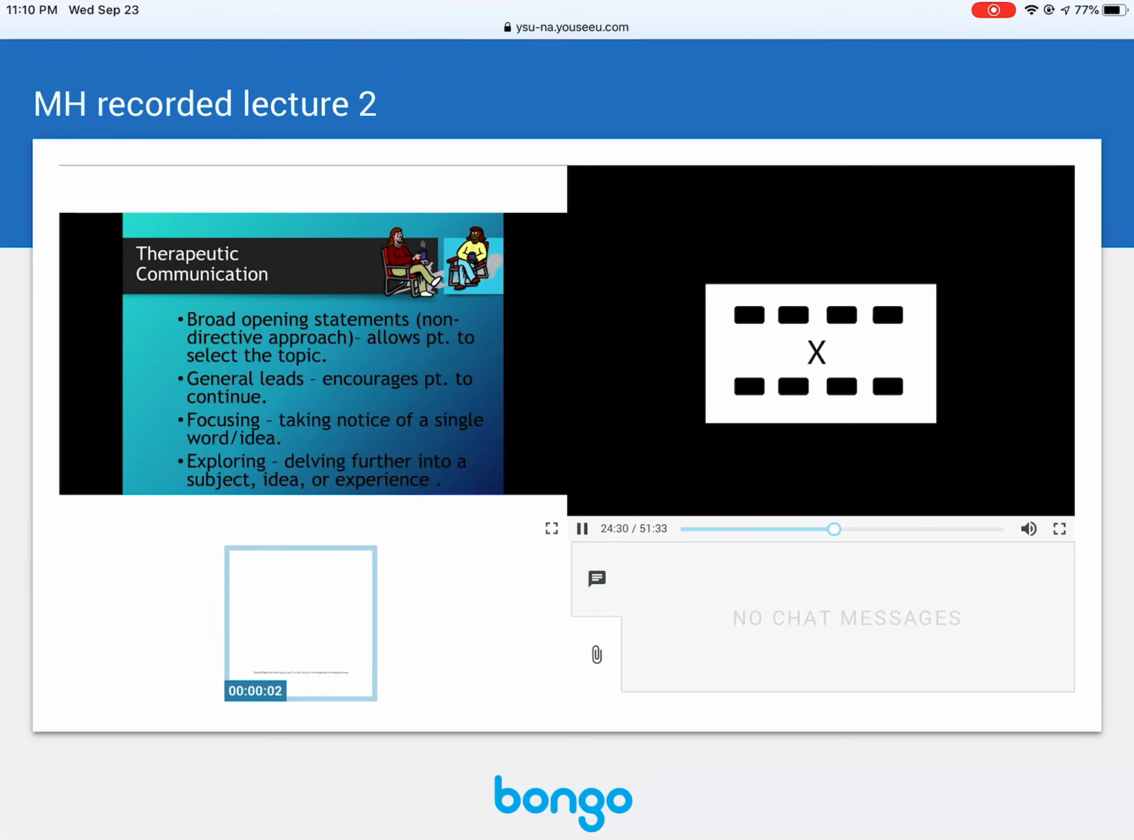Some therapeutic communication skills: using broad opening statements, okay? General leads, exploring, saying things like, I'm really interested in talking more in depth about that. Could you tell me about? General leads: go on. I'd like to hear more about that. Wow, you went on vacation? That sounds great.